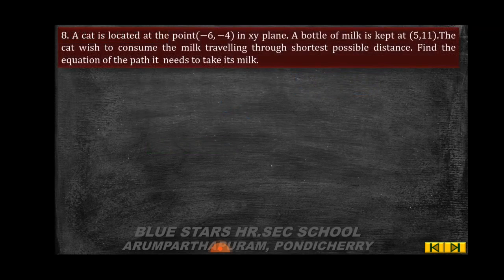Then equation number 8. A cat is located at the point minus 6, minus 4 in the xy plane. A bottle of milk is kept at 5, 11. The cat wished to consume the milk traveling through the shortest possible distance. Find the equation of the path it needs to take to reach the milk.